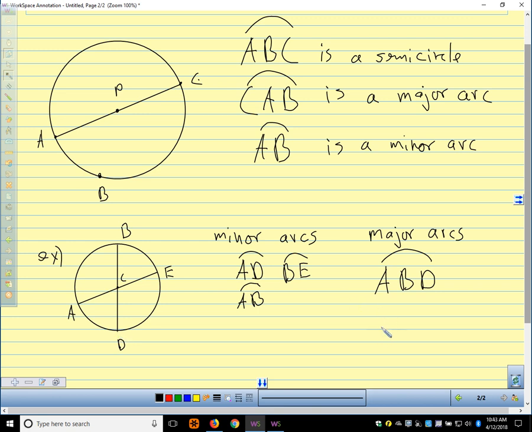How about another one? Another major arc. Someone name another one? AEB? Yeah. That would be a major arc. Start here, go more than halfway over to B. And we can name some more. Major arcs just have to be bigger than half a circle.